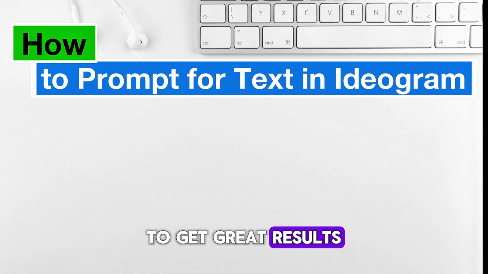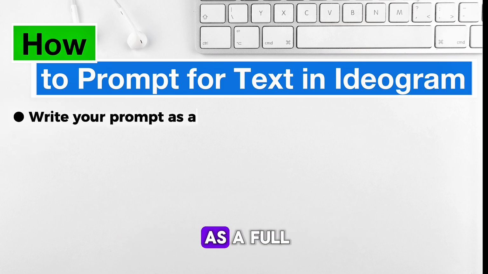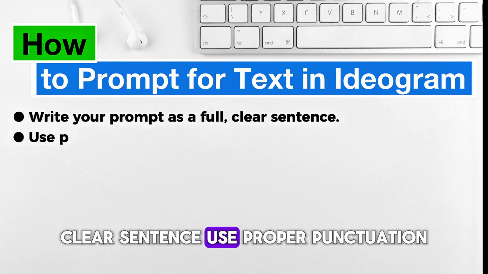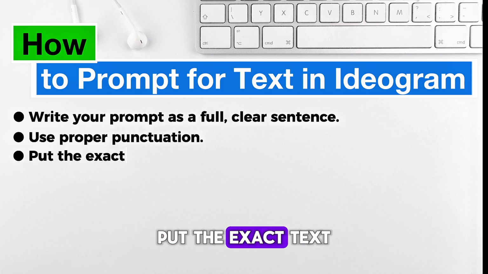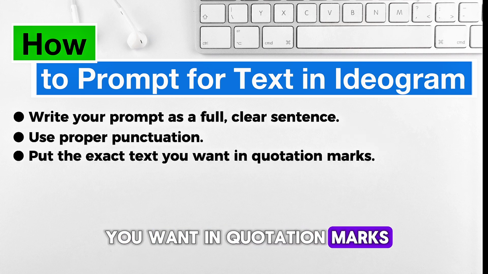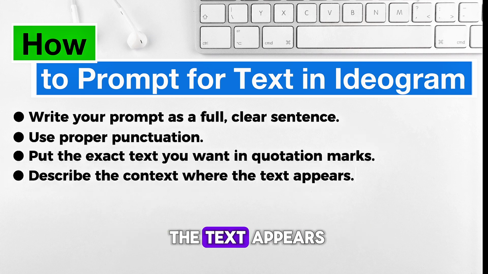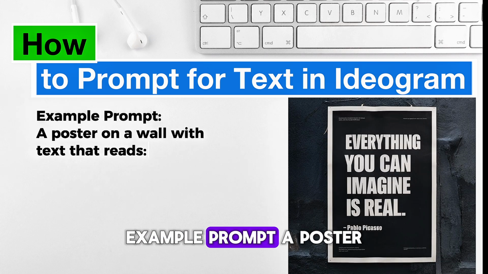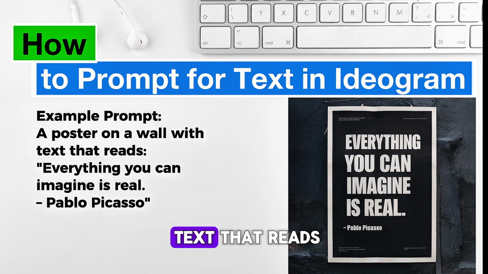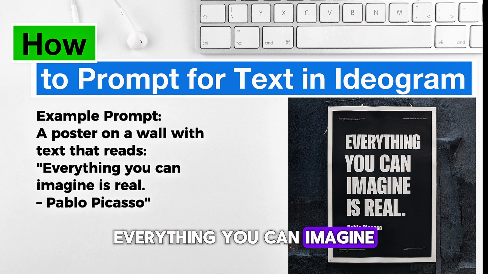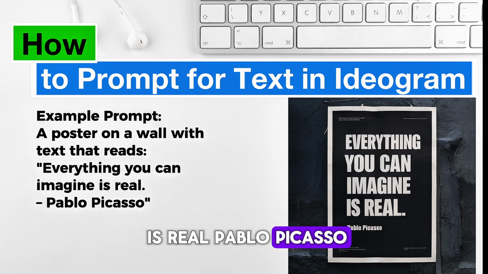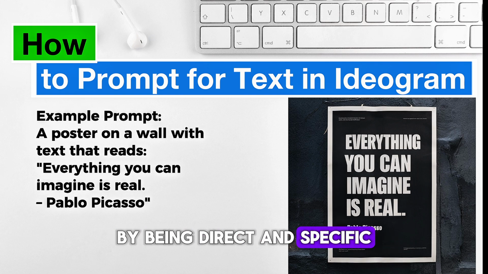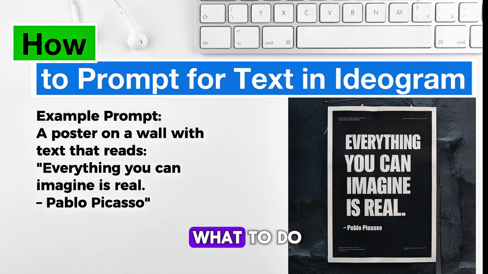To get great results, simply write your prompt as a full, clear sentence. Use proper punctuation. Put the exact text you want in quotation marks. Describe the context where the text appears. Example prompt: a poster on a wall with text that reads, "Everything you can imagine is real. Pablo Picasso." By being direct and specific, you're telling Ideogram exactly what to do.